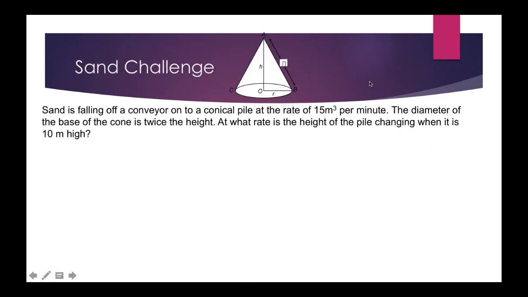Up next, the sand challenge. And this was considered to be a tougher of the questions on the test. Let's see what happens here. We're going to go through the question just like we did in the last one. Sand is falling off a conveyor onto a conical pile. Yes, it's really funny, but it's not that conical. At a rate of 15 meters cubed per minute. Stop! What does that tell you? 15 meters cubed. That sounds like volume to me, but it's meters cubed per minute.